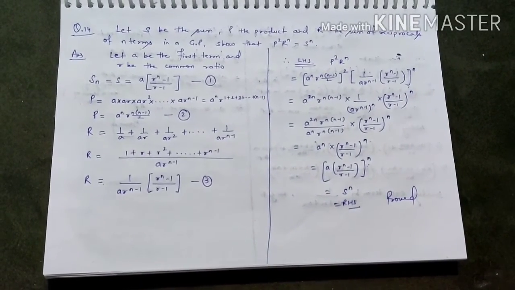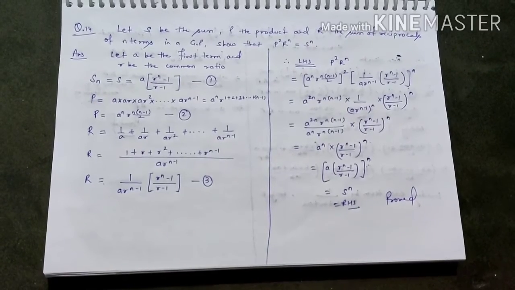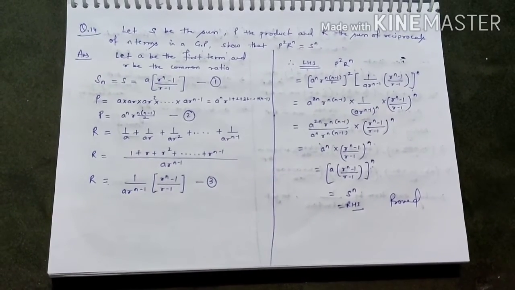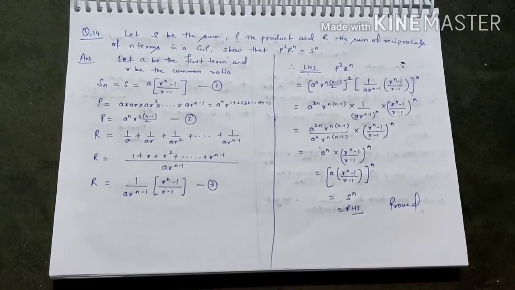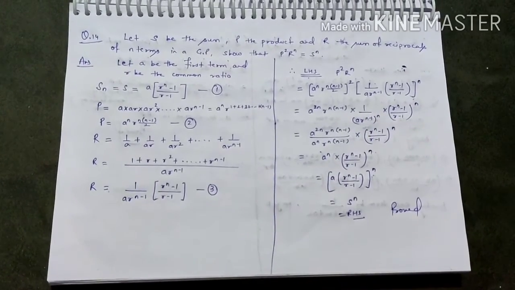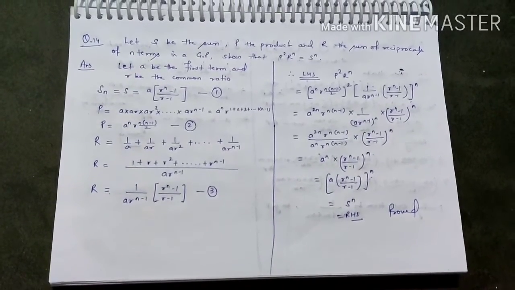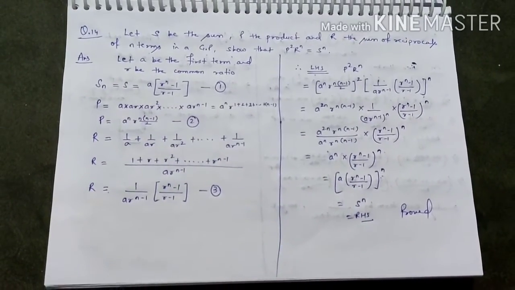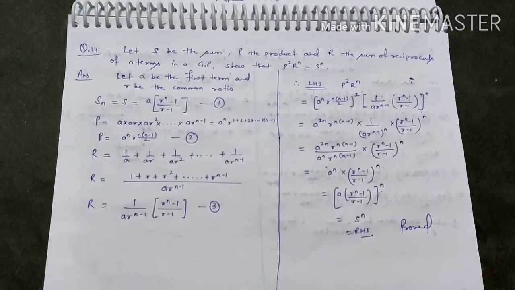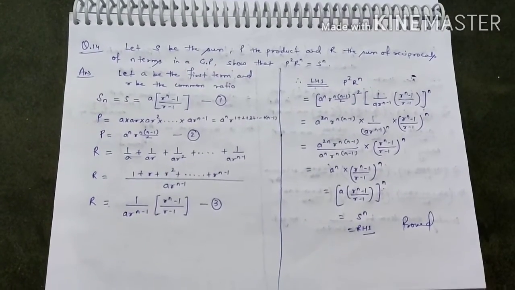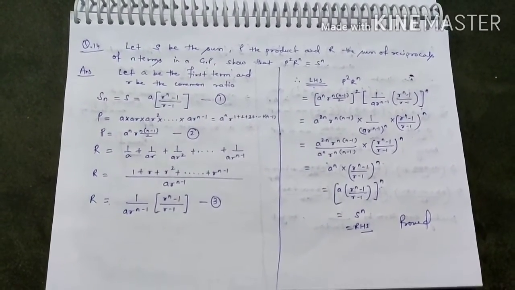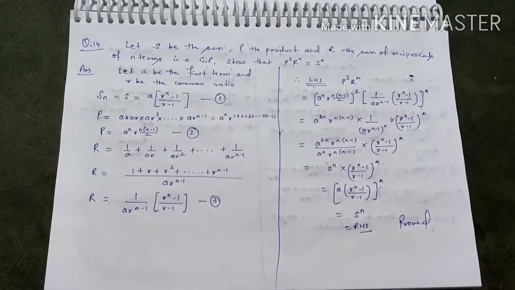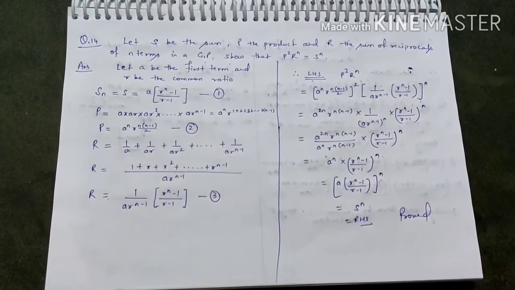P is the product of all the terms, which is a into ar into ar square up to ar to the power n minus 1. All are in multiplication, so it becomes a to the power n into r to the power 1 plus 2 plus 3 plus dot dot dot up to n minus 1. Now this becomes a to the power n and r to the power n into (n minus 1) upon 2, using the concept of sum of n natural numbers.